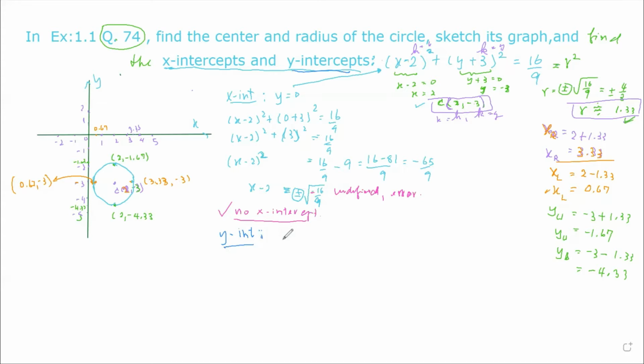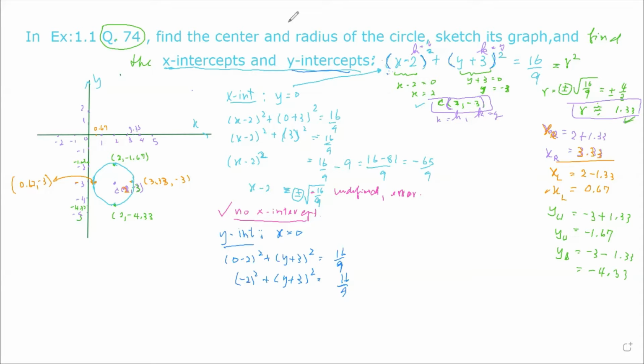Okay. If you find the y-intercept, that means x equal to 0. So again, you replace x equal to 0 in this formula, go back to this question again. Replace x equal to 0 in here. Okay. So now we replace x equal to 0: (0 minus 2), the whole thing power 2, plus (y plus 3), the whole thing power 2, equal to 16/9. Now this becomes (negative 2) power 2 plus (y plus 3) power 2 equal to 16/9.